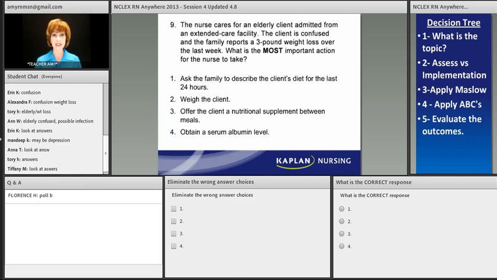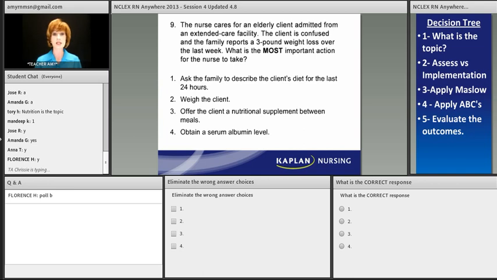It says here, ask the family to describe the client's diet for the last 24 hours. Number 2 says weigh the client. Number 3 says offer the client a nutritional supplement between the meals. And number 4, obtain a serum albumin level. Well, after we just read those answer choices, I don't think this is about confusion. I think that this is focusing more on the weight loss or the nutrition status. Would you agree? Yeah. So Tori says nutrition is the topic. She's right on the mark.